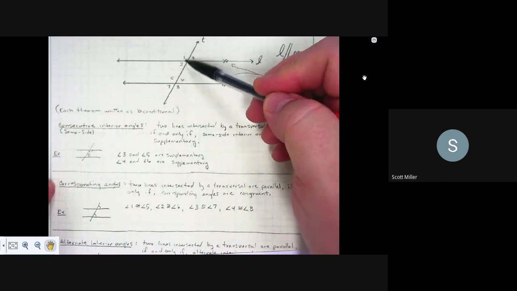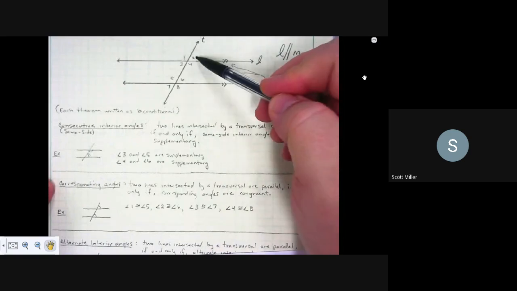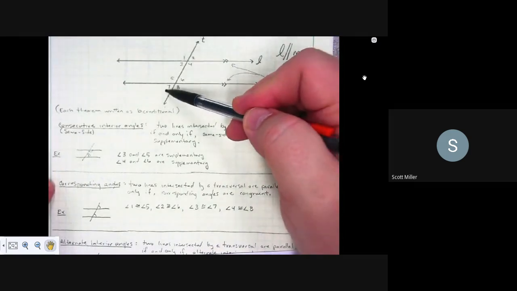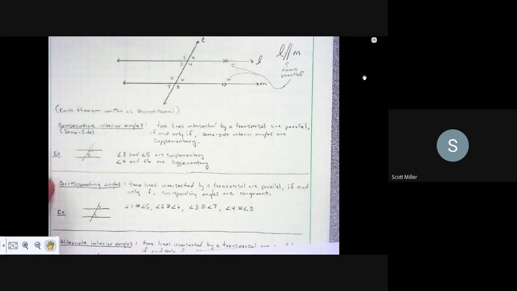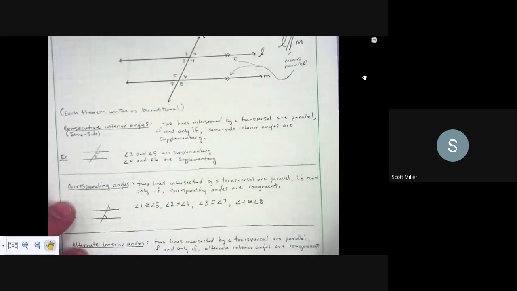Last one. Alternate exterior angles. Outside the parallel lines, but on different sides of the transversal, they are congruent: 1 and 8, 2 and 7. So we want to get familiar with these angle relationships. They are very important, and they continue on through many classes beyond this one. So you definitely want to make sure that you know them.